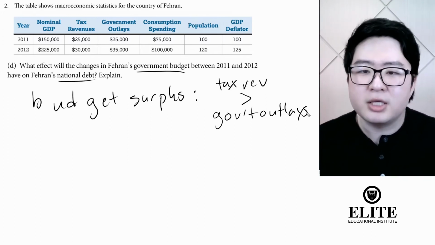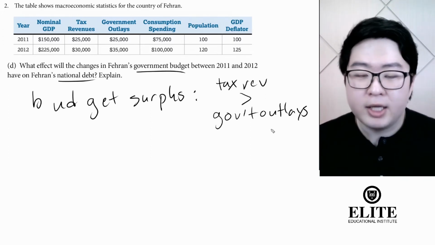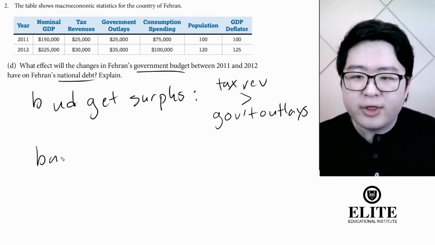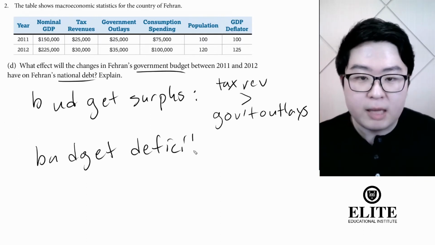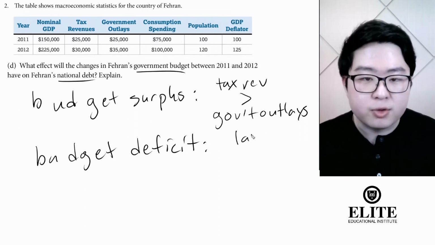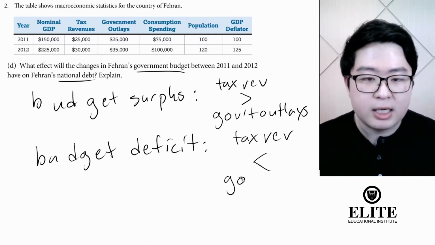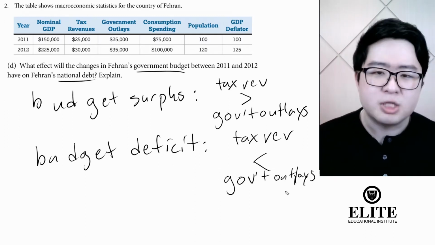It can also be the case, of course, right, that governments spend more in outlays than they take in. Ooh, fiscally irresponsible, right? And we call that situation a budget deficit. And that's when tax revenues or other revenues are less than government outlays or government spending. Right? What happens in each of these scenarios?